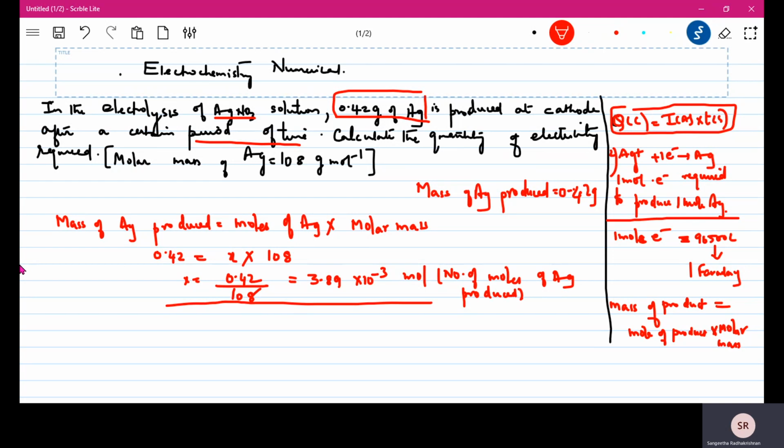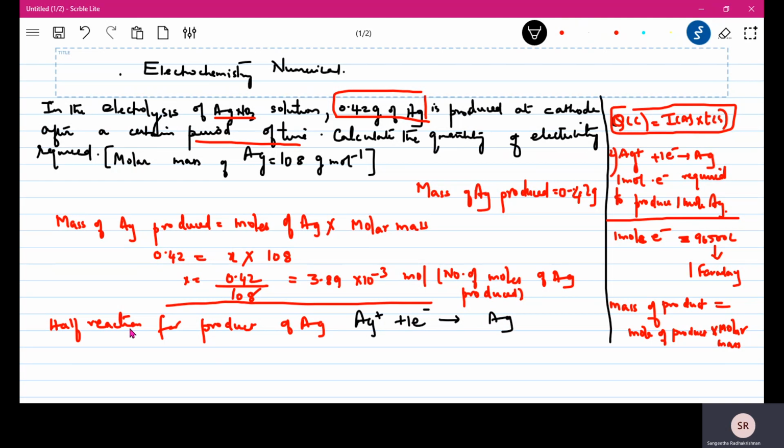Now let us write the half reaction for production of silver. What is our half reaction? Our half reaction is Ag+ plus 1 electron gives Ag. That means 1 mole of Ag corresponds to 1 mole electrons. Okay, 1 mole of Ag corresponds to 1 mole electron.